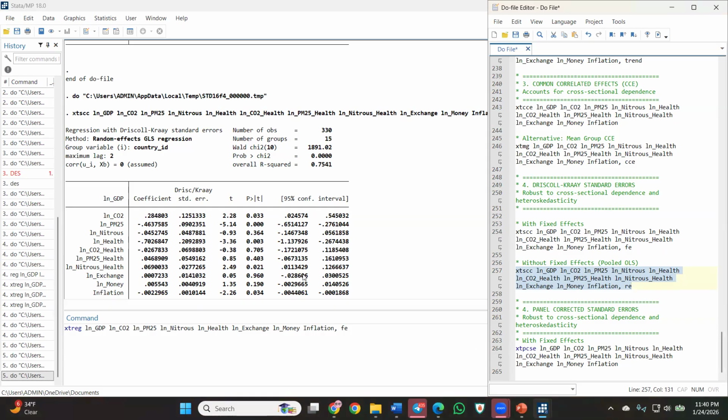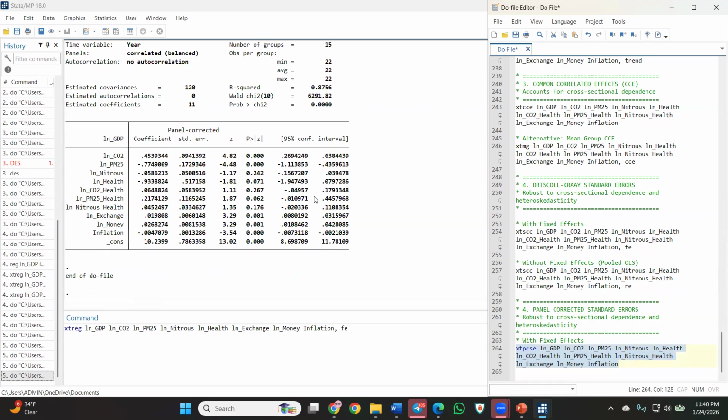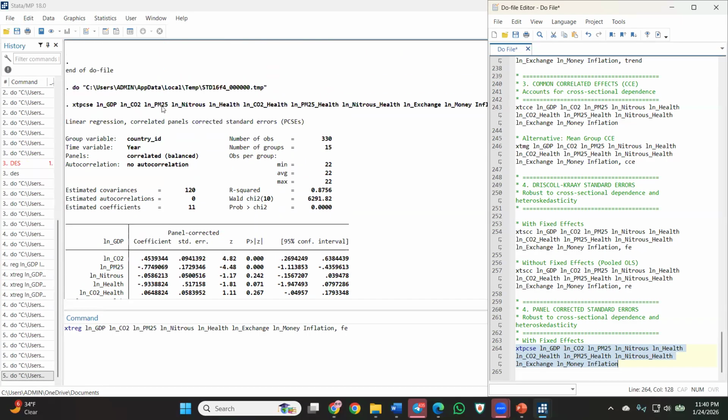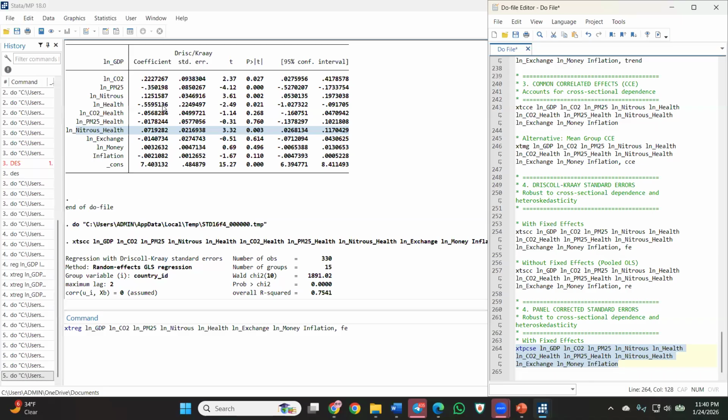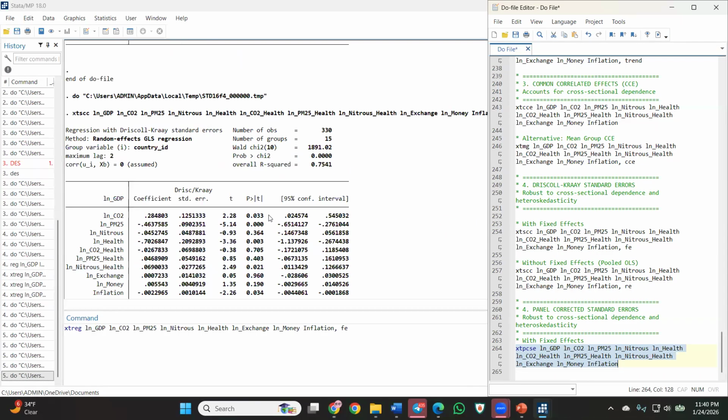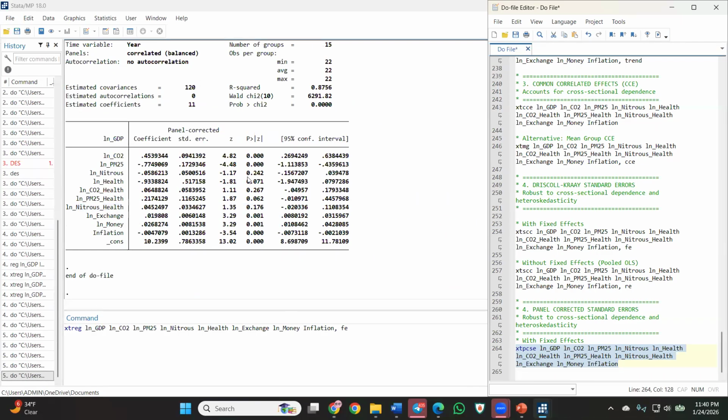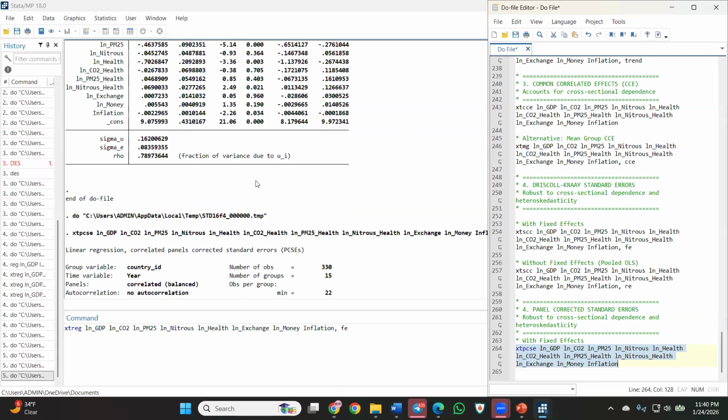And then we have the panel corrected standard error. It also accounts for cross-sectional dependence and heteroscedasticity. So you can run the panel corrected. Okay, so I think this one too is good. So this is what we will do. We will use the Discoll-Kraay for our main model. Then we use the panel corrected and then the random and then the fixed effects for our robustness.